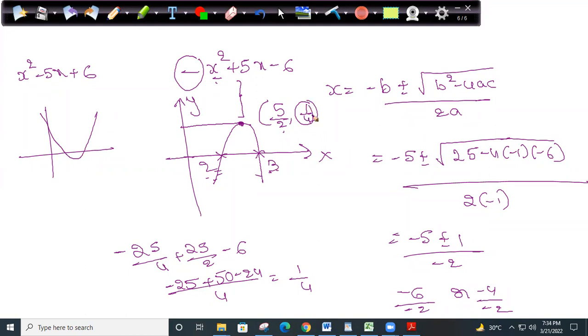So this is the maximum value of this function, 1 by 4. Or you can also use the formula x is equal to minus b by 2a. So minus b is 5, divided by 2 into minus 1, which is 5 by 2. Okay. So now let me recap once.